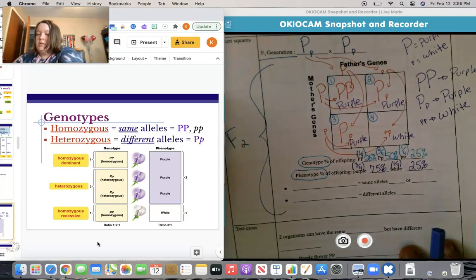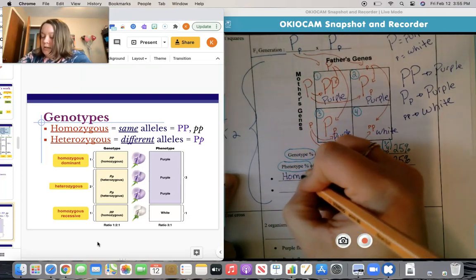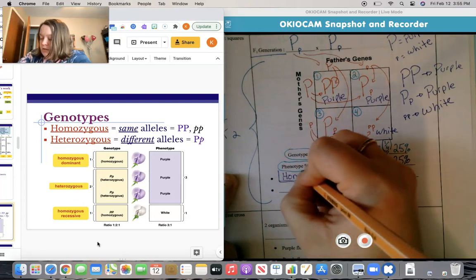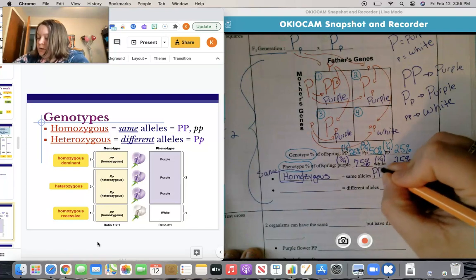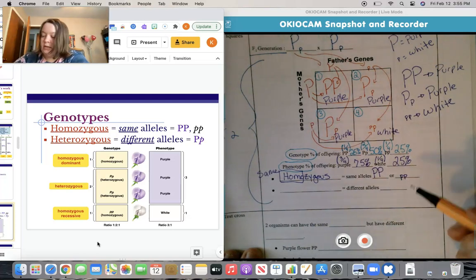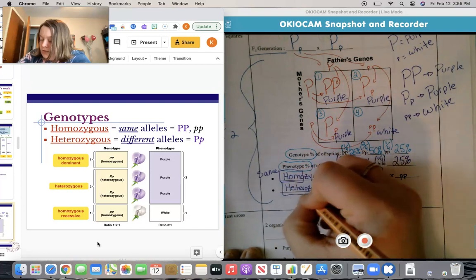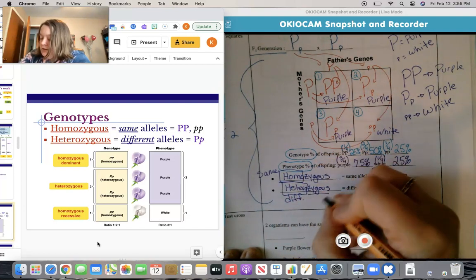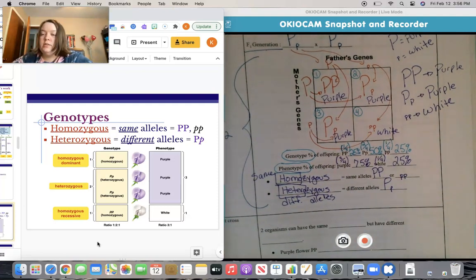So like I was saying, there's many combinations of letters that these organisms can have. Organisms are considered homozygous. Homo means same. Zygous means alleles. They have 2 of the same alleles. So an organism that is big P, 2 of the same letters, or little p, both 2 of the same letters, they're both homozygous. An organism can also be heterozygous. The prefix hetero means different. Zygous means alleles. They have different alleles, meaning they have a capital and a lowercase. So heterozygous organisms have 1 of each letter. A homozygous organism has 2 of the same letters, in the sense that they are capital or lowercase.